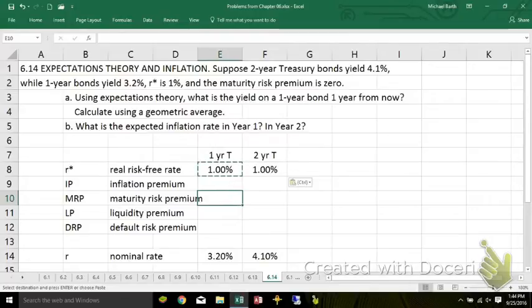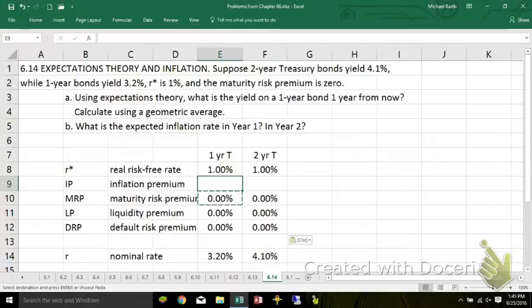If we're doing expectations theory, then the maturity risk premium by definition is 0 for both securities. We also know that the liquidity premium by definition is 0 and the default risk is 0 by definition for Treasury securities. So really all we need to figure out is what the inflation premium is, which is the average inflation. Well, it's easy for the 1-year security. It's 2.2%. For the 2-year security, it's going to average 3.1%.